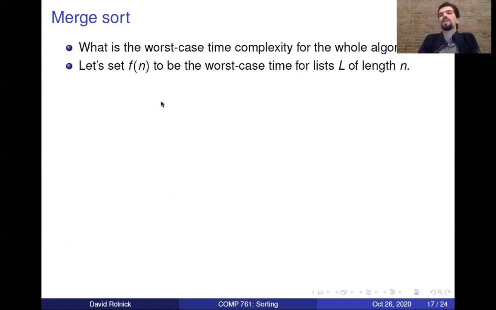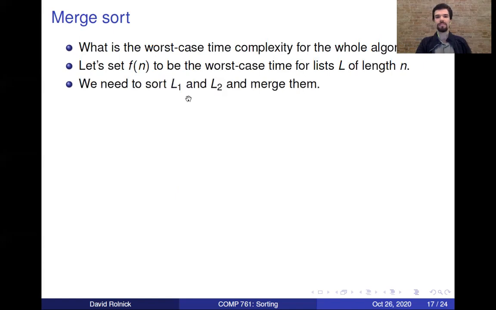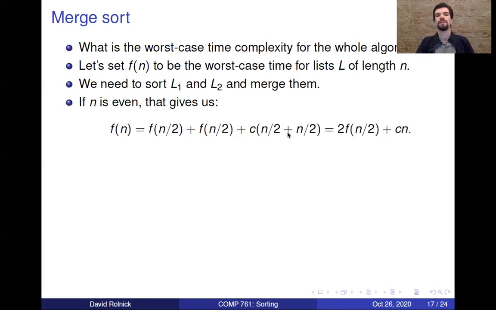Let's set f of n to be the worst case time for a list L of length n. So we need to sort L1 and L2 and merge them. If n is even, that will give us f of n is f of n over 2, that's L1, plus f of n over 2, that's L2, plus the time it takes to merge them, which we said is c times n over 2 plus n over 2.